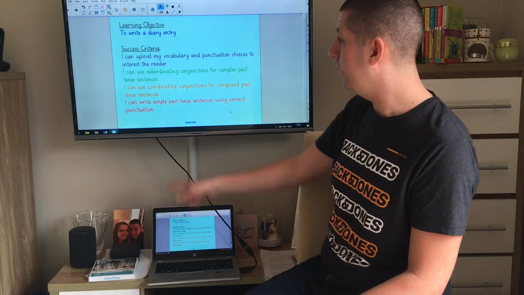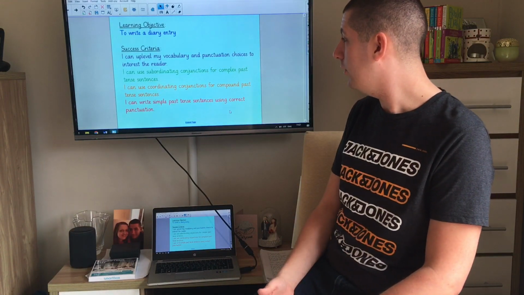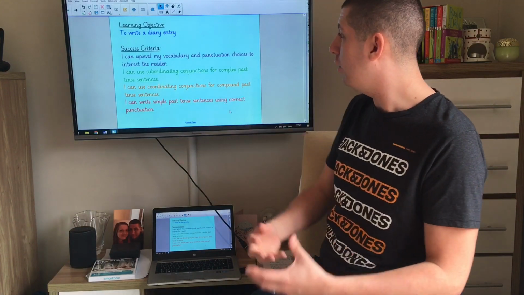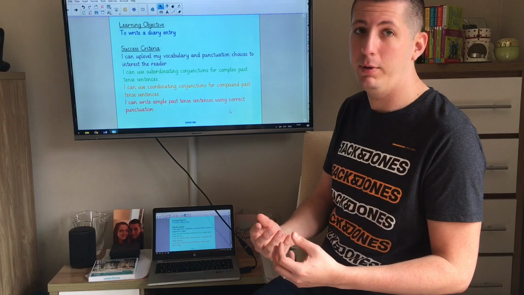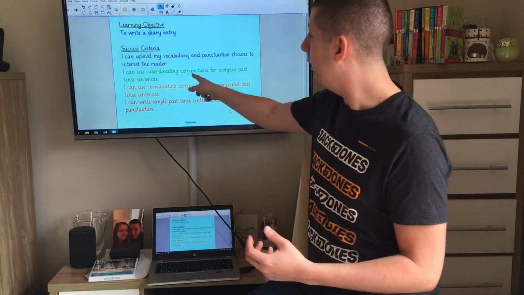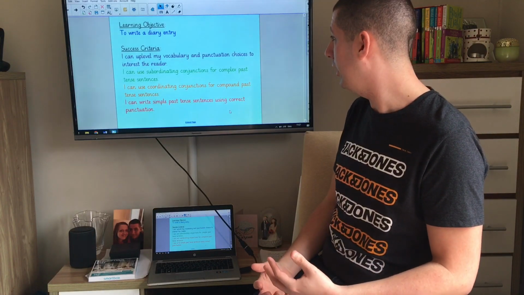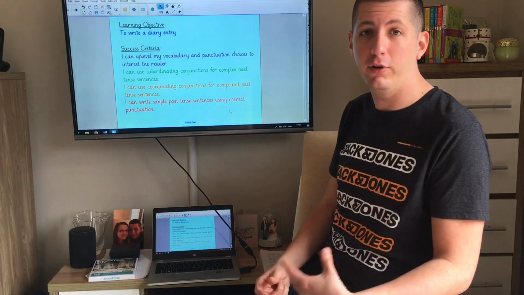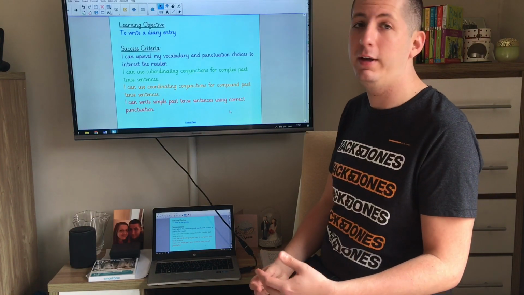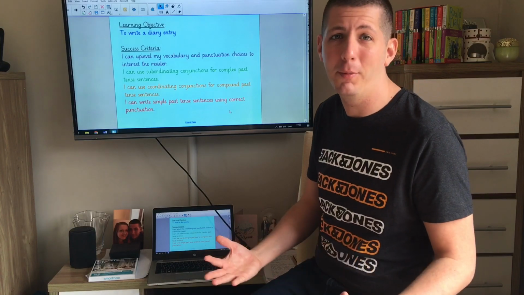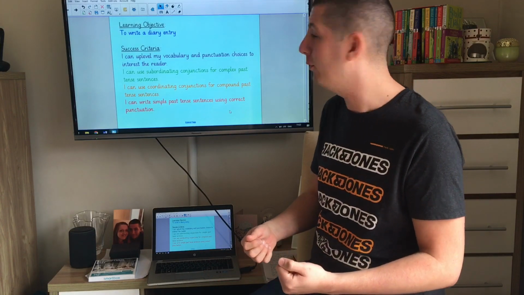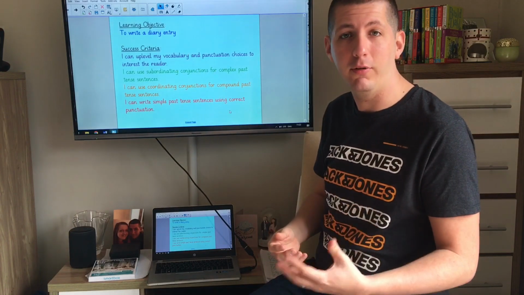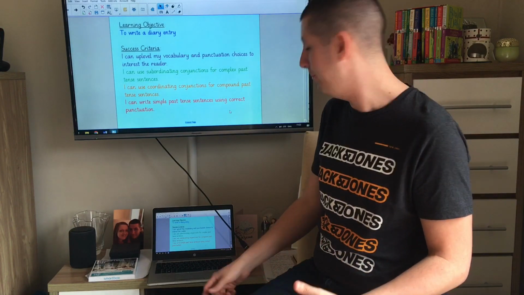To be successful, we're going to see if we can write simple past tense sentences using the correct sentence punctuation. We're going to see if we can use coordinating conjunctions for compound past tense sentences. We're going to see if we can use subordinating conjunctions to help us write complex past tense sentences. And we're going to see if we can up-level our vocabulary and punctuation so that we can interest the reader. We don't want to make our work boring, we want to make it as exciting and interesting as possible. So our varied sentence structure and of course our interesting vocabulary and punctuation will help us to do that.